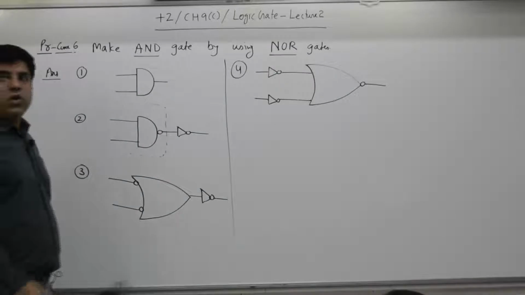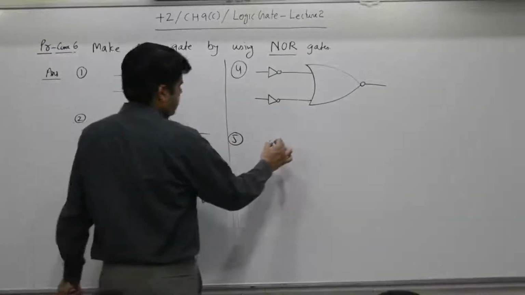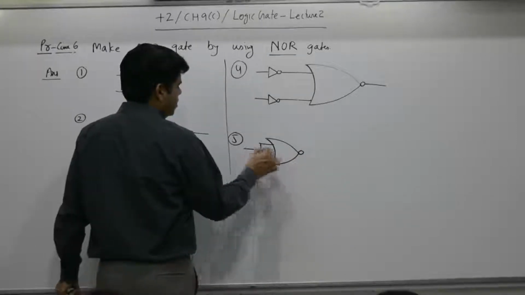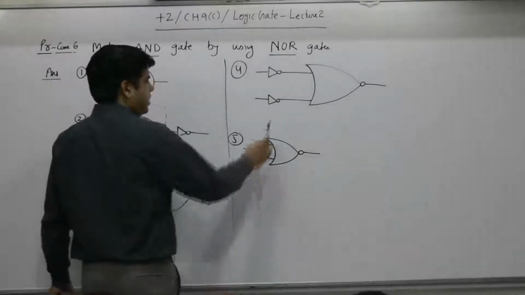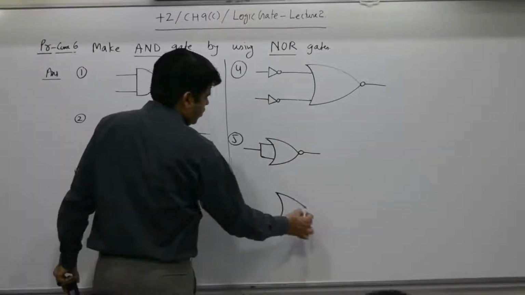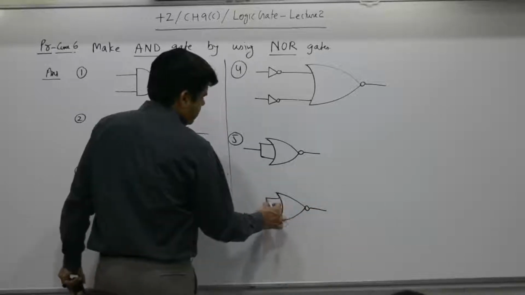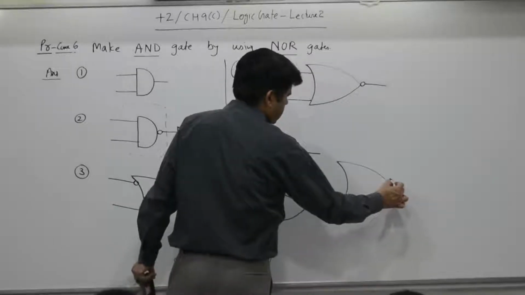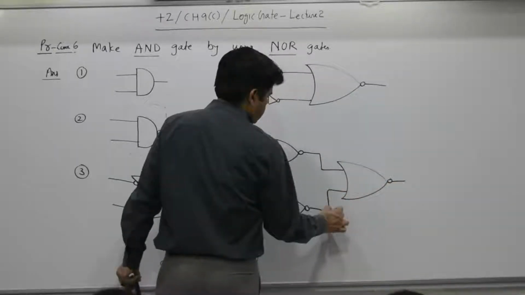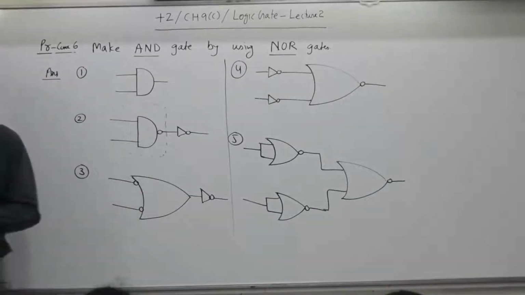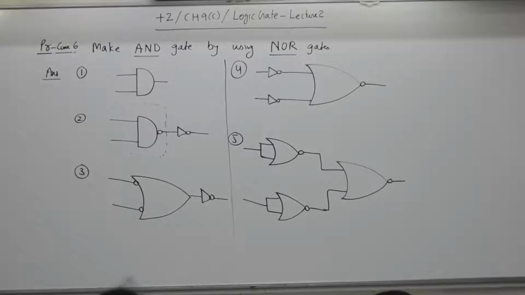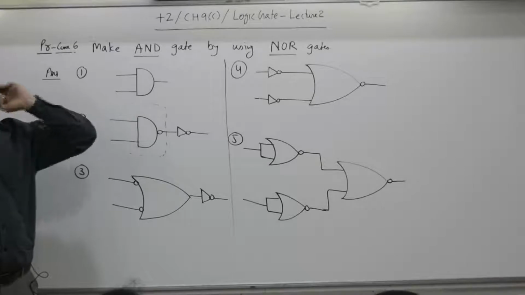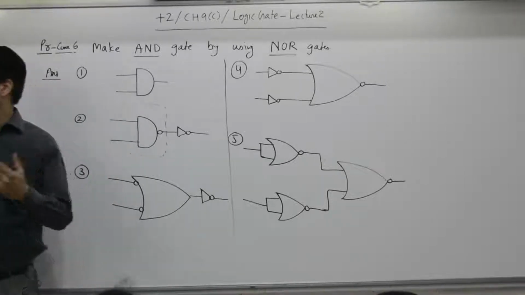How do you get a NOT gate from a NOR gate? A NOR gate, short circuit its two inputs, it is a NOT gate. Another NOT gate, one more NOR gate, short circuit its input, so you get an AND gate using how many NOR gates? 3. Out of 3, how many are short circuited? 2.